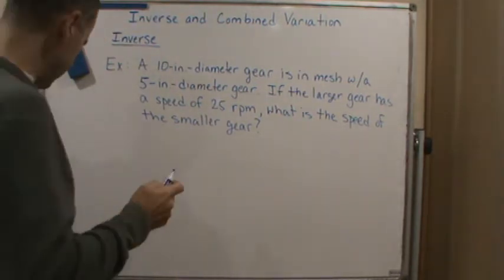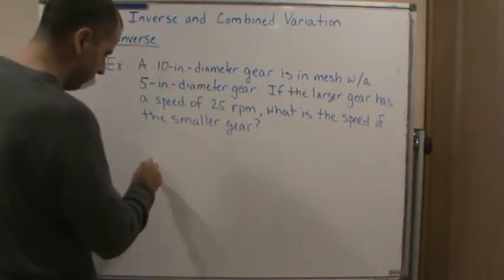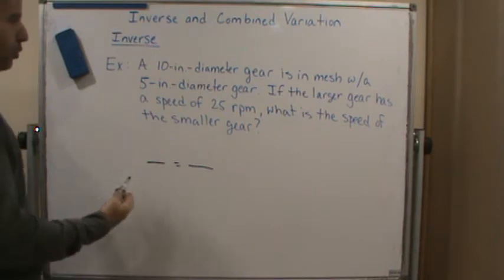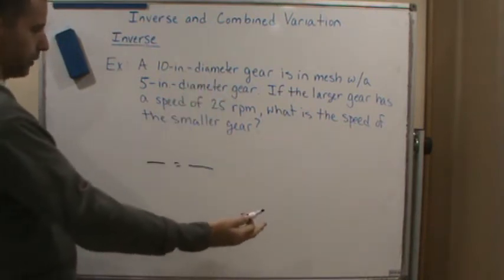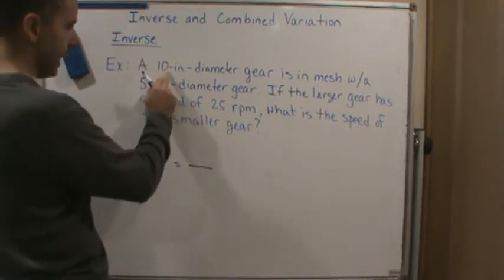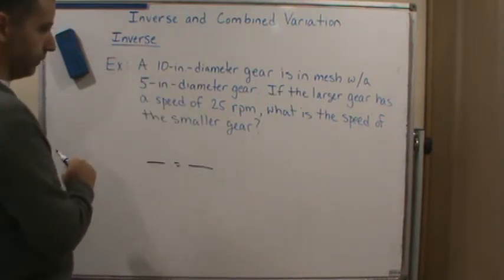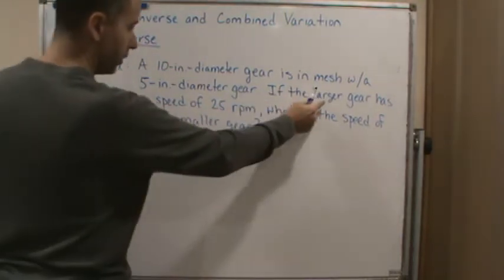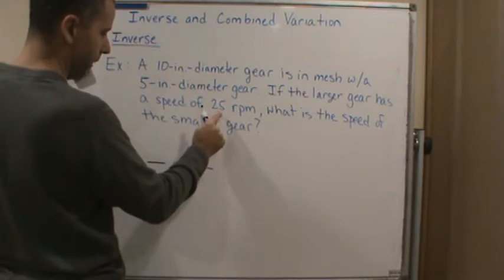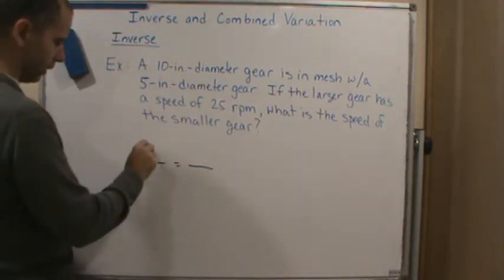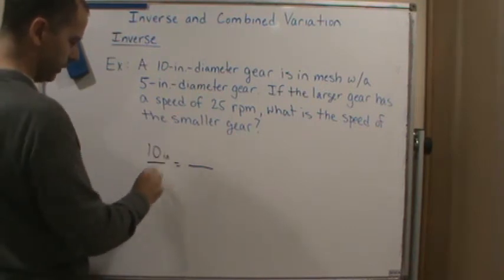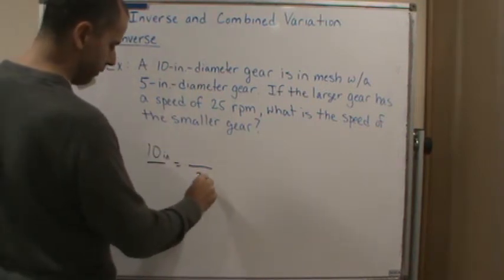So that means we're going to set this up like we did before. We're going to set up a proportion, and we're going to take two of our points. So what's one related pair of data? Well, 10 inches. The larger gear has a speed of 25 RPM. So the 10-inch diameter gear is moving at 25 RPM. So I'm going to put 10 here, the 10-inch diameter, and I'm going to put the 25 over here.